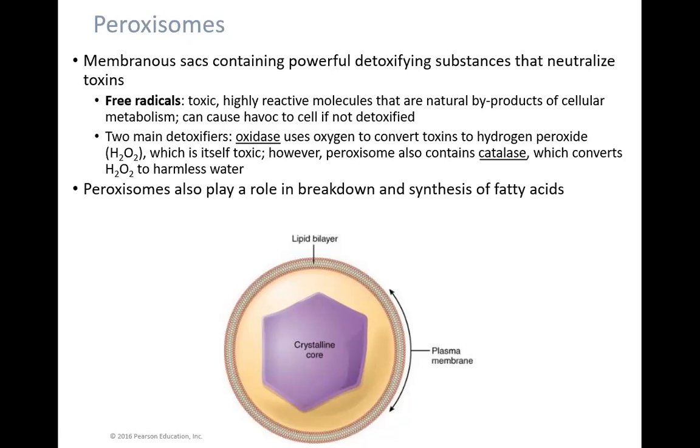But hydrogen peroxide in the concentrations that we produce in our cells is dangerous. So producing hydrogen peroxide is simply the first step of the peroxisome. The peroxisome then uses a second enzyme called catalase, which breaks the hydrogen peroxide down to water. H2O2 goes to water and oxygen. And so we break down our toxic substances into water and oxygen. We have to use these two different enzymes to do that. But we get rid of the free radicals, which otherwise would be a real health issue for us. And we use them for breaking down fatty acids too.